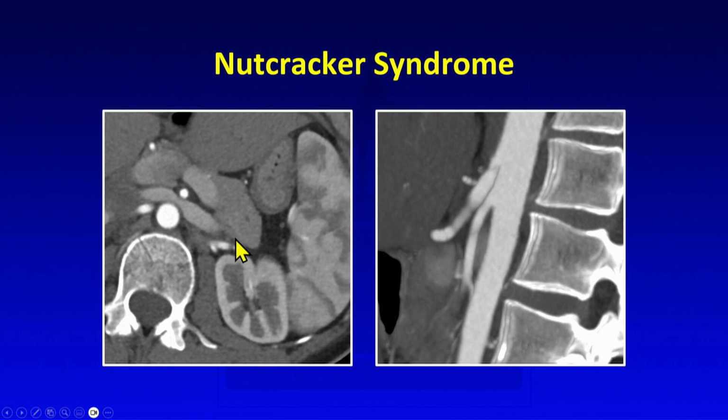So here is a patient who presented with nutcracker syndrome in which we can see the left renal vein coming across and it's being squished between the aorta and the SMA. And on the sagittal, we can see a very tight angle with the takeoff of the SMA and the crossing left renal vein.